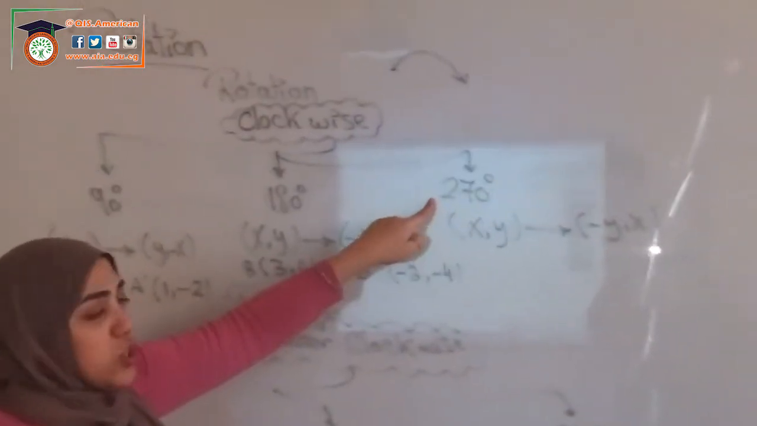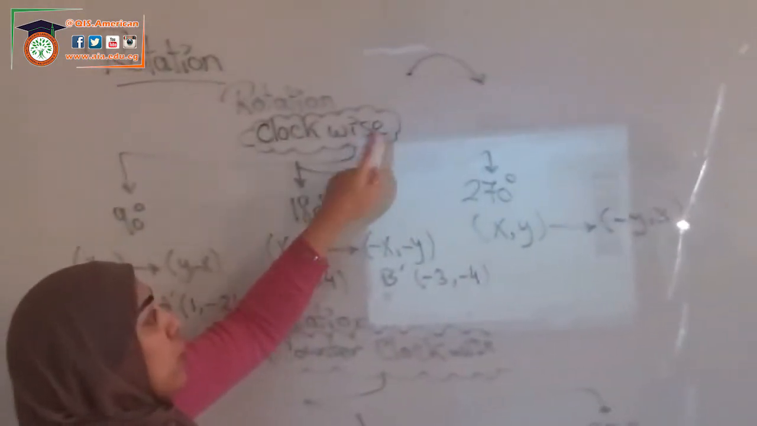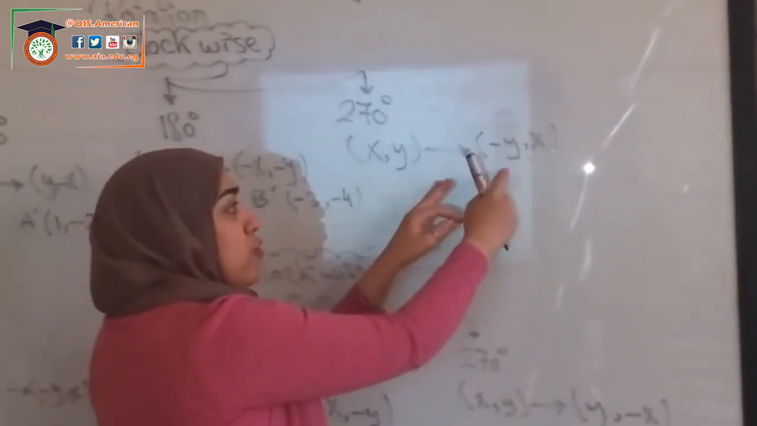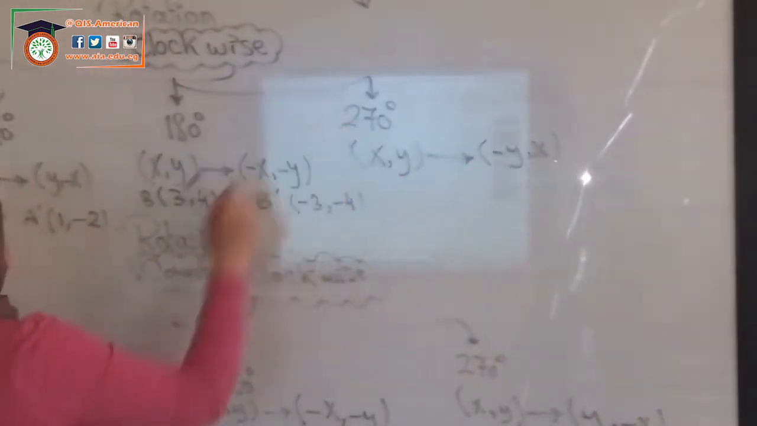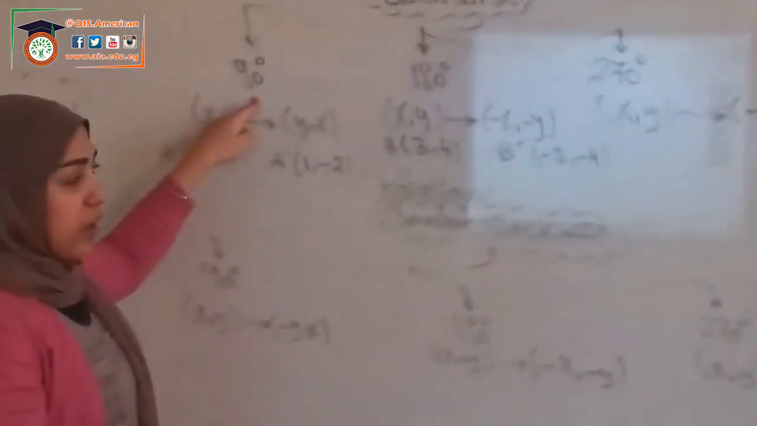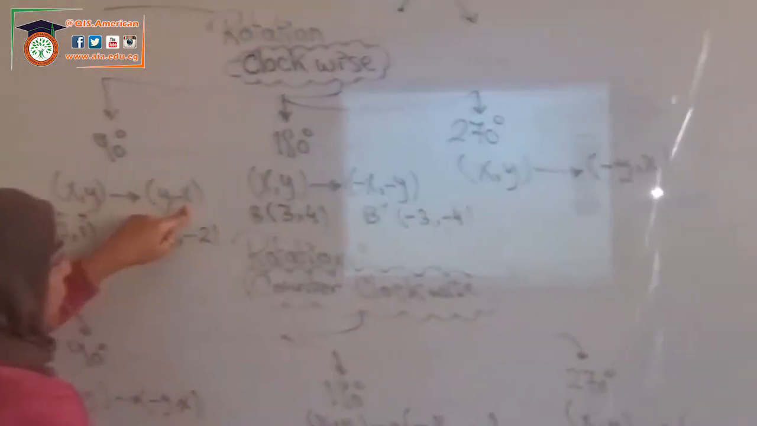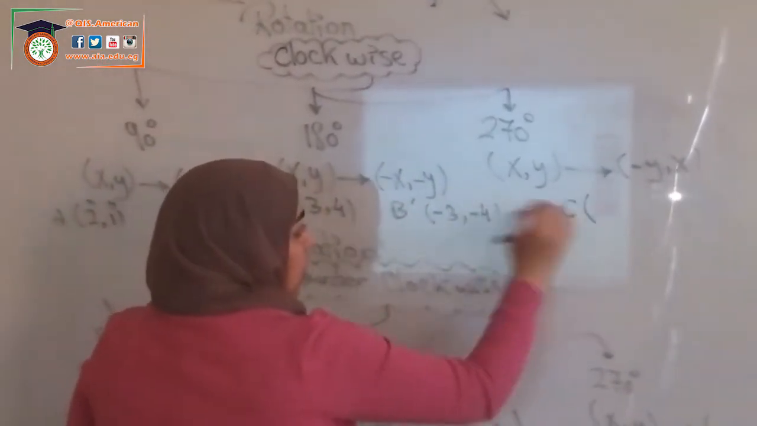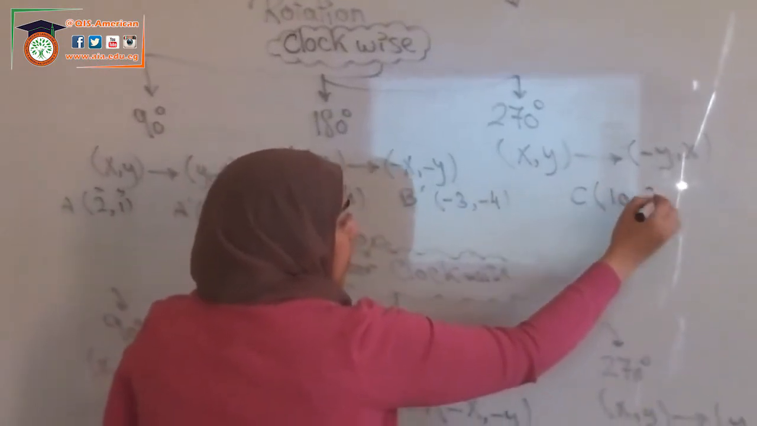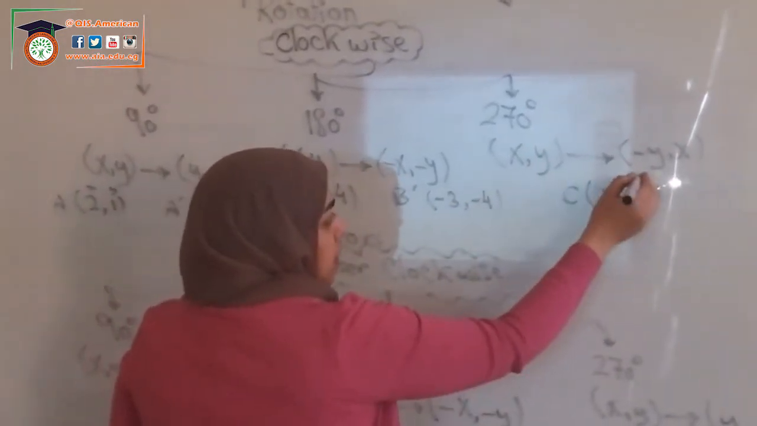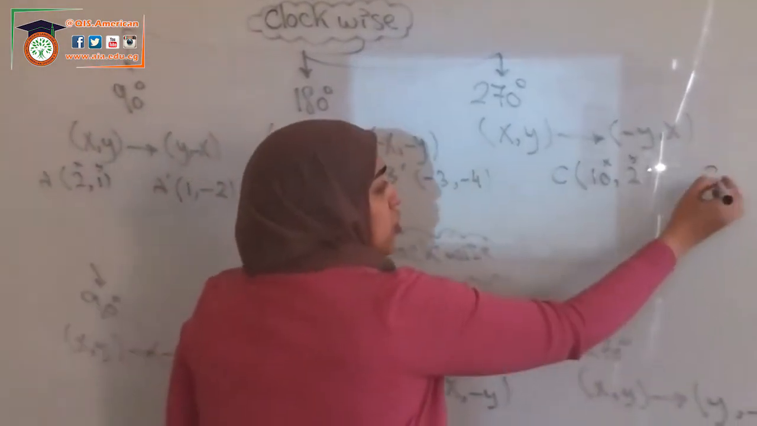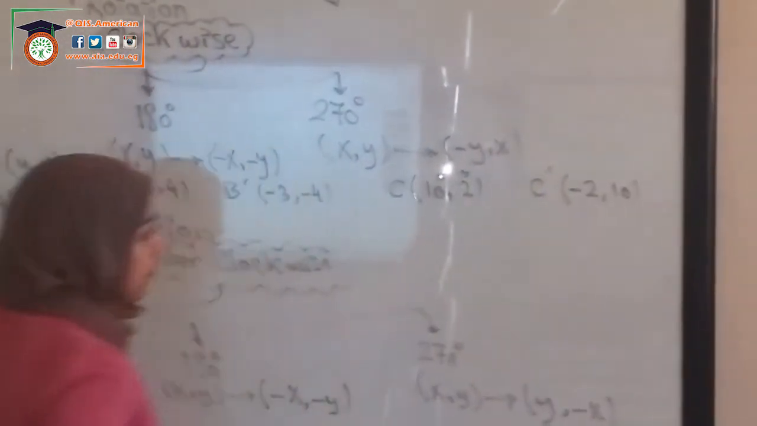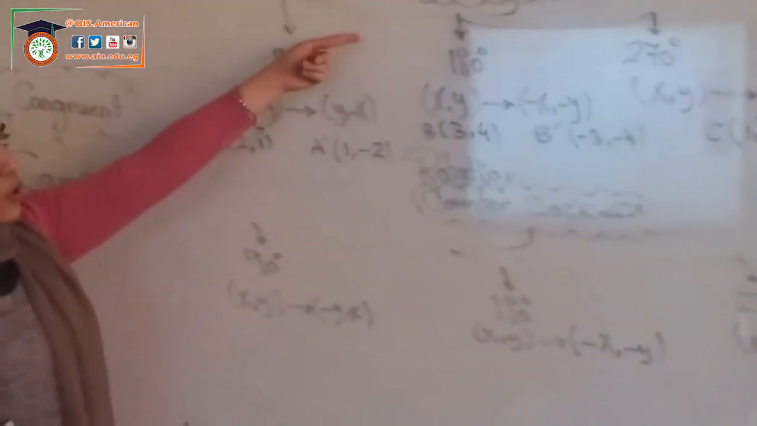The third one is 270 degrees, also clockwise. For every point (x, y), change the places and now change the sign of y. So 270 and 90 degrees are alike, but for 90 I change the sign of x, and for 270 I change the sign of y. If I have a point C with coordinate (10, 2), 10 representing x and 2 representing y, the image, C dash, is going to be (-2, 10). This is for clockwise.